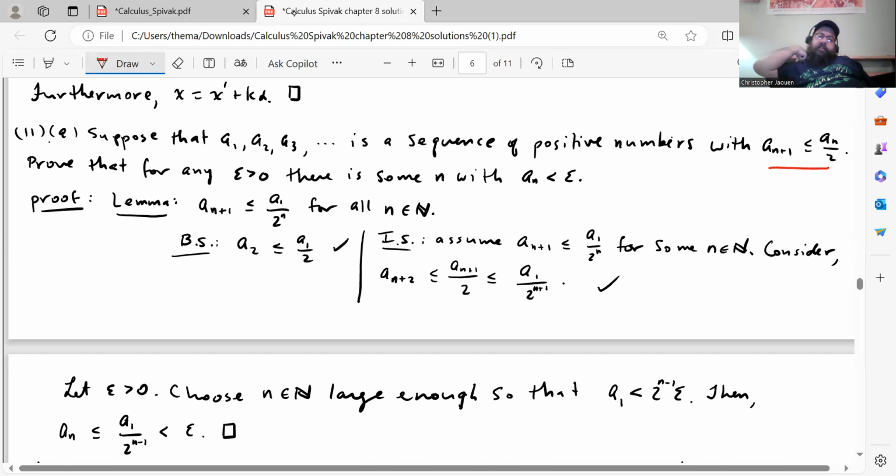And then going on to the inductive step, assume a(n+1) is less than or equal to a1 over 2 to the n for some n in the natural numbers, and then consider a(n+2). That's less than or equal to a(n+1) over 2, again by the recursive definition. And by the inductive hypothesis, that's less than or equal to a1 over 2 to the n plus 1.